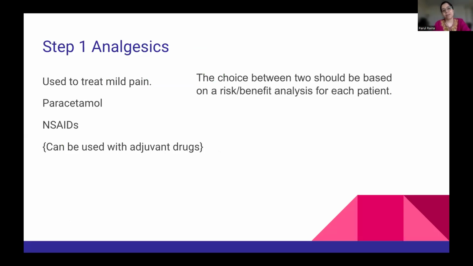Coming to step 1 analgesics, they are used to treat mild pain. It includes paracetamol and NSAIDs, which can be used along with the adjuvant drugs. The choice between the two should be based on a risk-benefit analysis for each patient, as we'll see further.